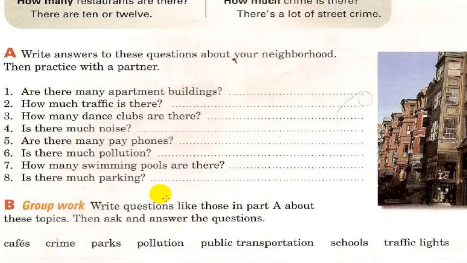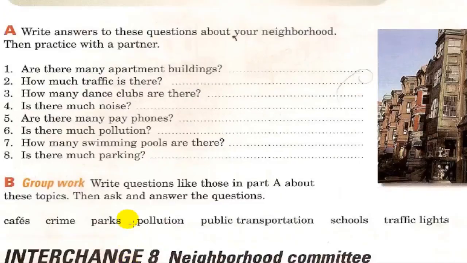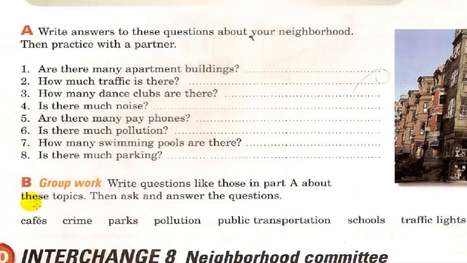B. Group work. Write questions like those in part A about these topics. Then ask and answer the questions. In this exercise, you make questions about cafes, crime, parks, pollution, public transportation, schools, and traffic lights.